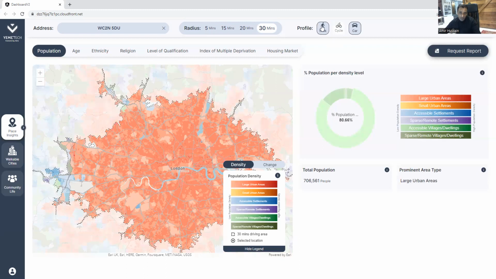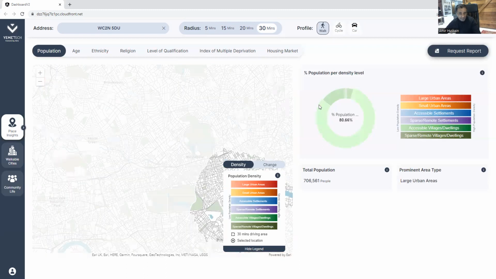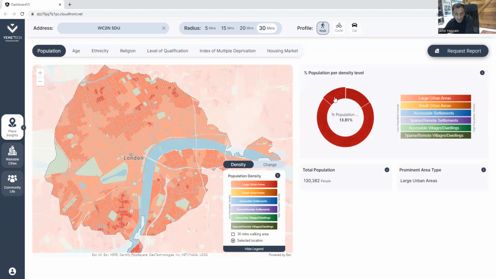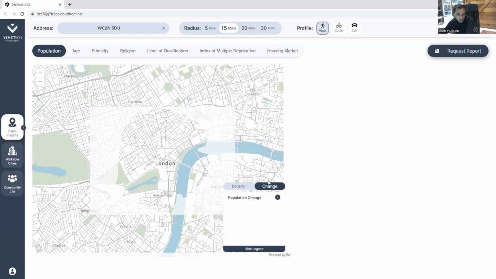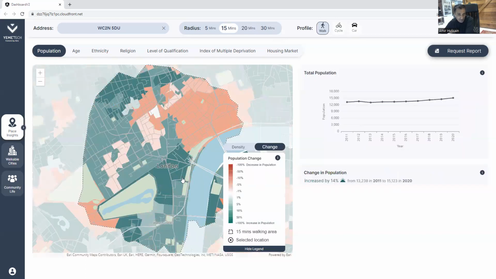So if I go back to the walking zone, we can then start to look at things like the population density. And we can see that within this part of London, we've got 130,000 people. If I take this down to a 15-minute neighborhood, it's now gone down to 15,000 people. And I can begin to see where the density is greatest through the darker colors. We can also look at how the population has changed in this area. The brighter the green, the greater the population has increased, and where it's red, it's decreased. And we can then go through all of these parameters for the same location.